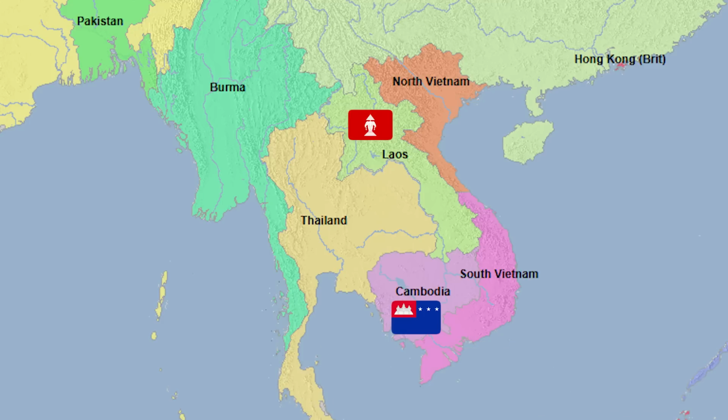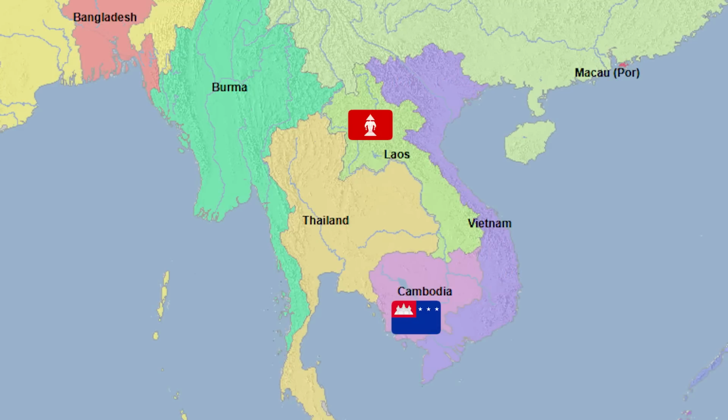At the end of the war, when North Vietnam captured Saigon in 1975, the communist Pathet Lao overthrew the monarchy and established the Lao People's Democratic Republic, or LPDR. Laos became heavily dependent on Vietnam for military and political support, aligning itself closely with Hanoi's policies. In Cambodia, the short-lived republic fell to the Khmer Rouge.